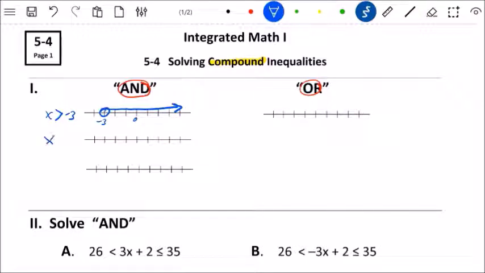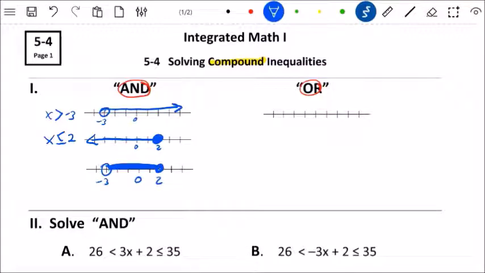Then next we're going to graph x is less than or equal to 2. Again, I'll put 0 here, and we'll go to 2 here. It's equal to, and it is less than. It's all the numbers that are less than it. What I want you to see is, we're going to put them together. Here was -3, 0, and 2. So -3 is going this way, 2 is going this way, and they're going towards each other.